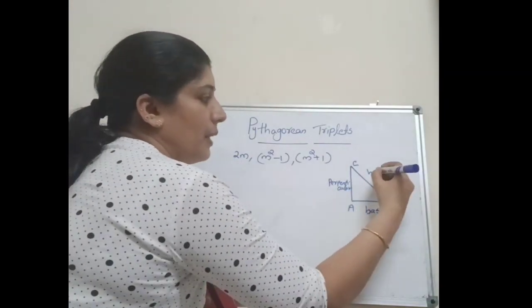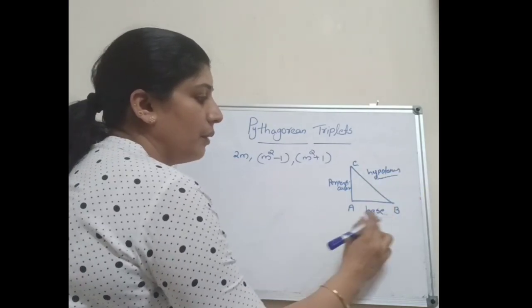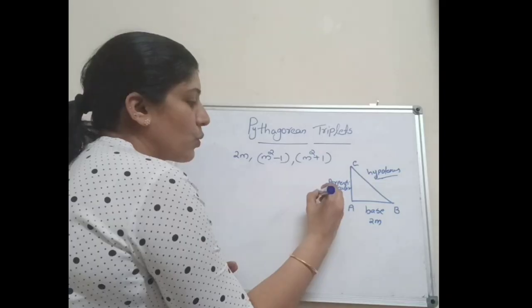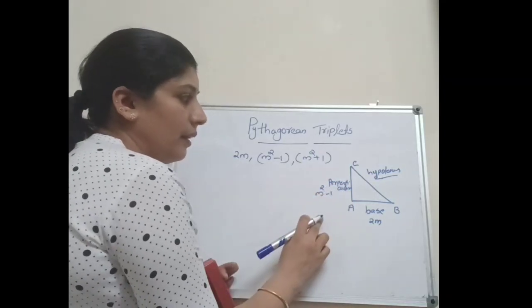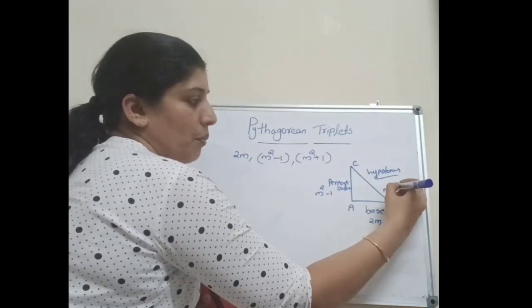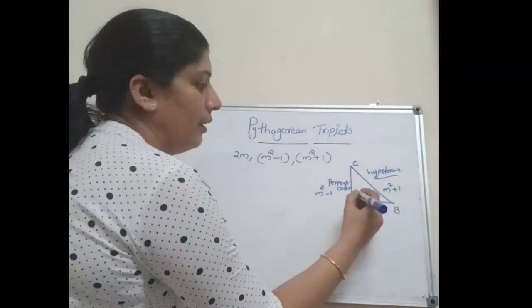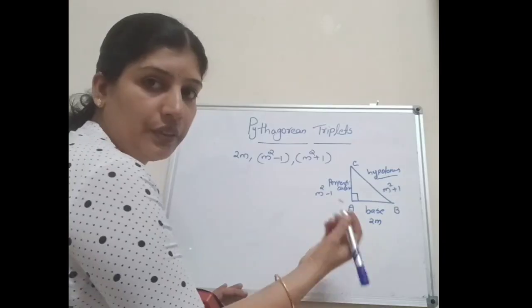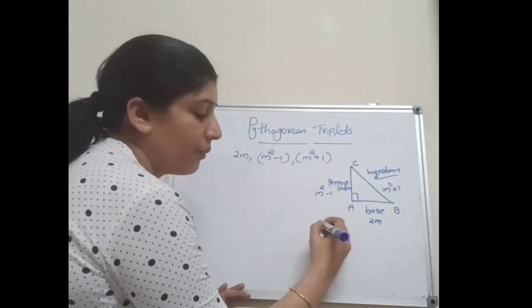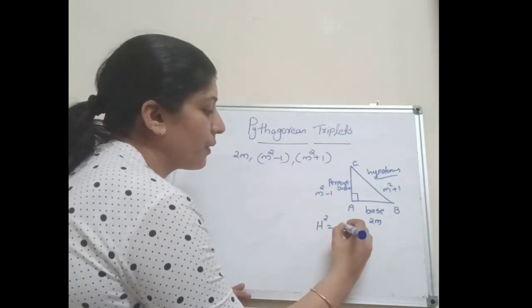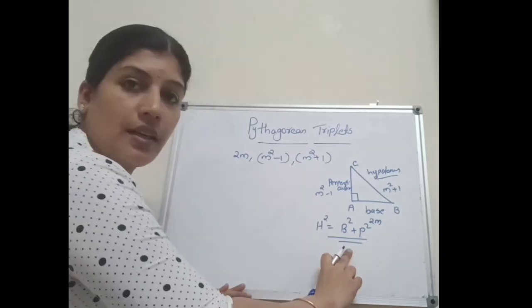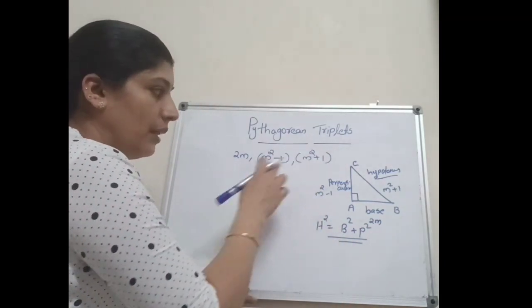Next we consider the Pythagorean triplet. Now here the base can be taken as 2m and the perpendicular can be taken as m square minus 1. And the hypotenuse is considered as m square plus 1 because it is the largest side. Here the angle A is equal to 90 degrees also. By the Pythagoras theorem, hypotenuse square, that is h square, is equal to base square plus perpendicular square. By using this theorem, we can find the Pythagorean triplet.